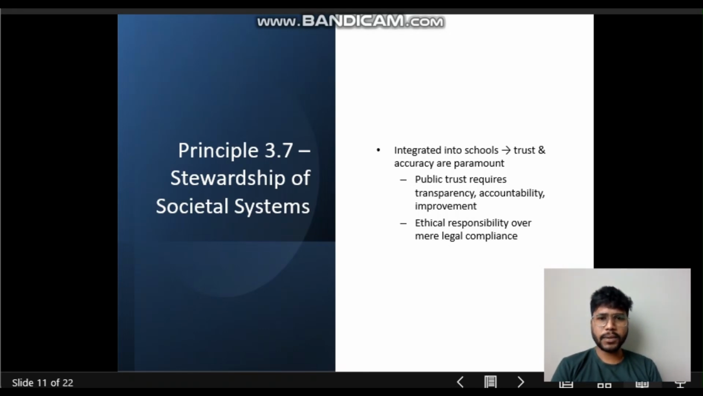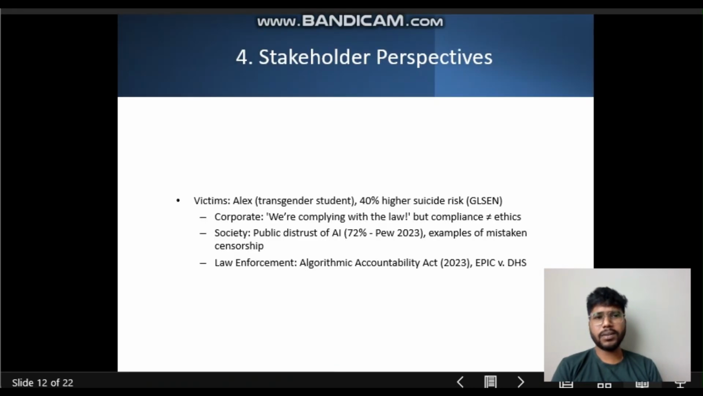The third one is ethical responsibility over mere legal compliance. Developers must prioritize the public good. For example, the United Nations Guiding Principles on Business and Human Rights emphasize that companies have a responsibility to respect all human rights, even when laws fall short. So Blocker Plus failed this test by prioritizing legal compliance over ethical responsibilities. That was all for the principles, and now we'll talk about the stakeholder perspectives.